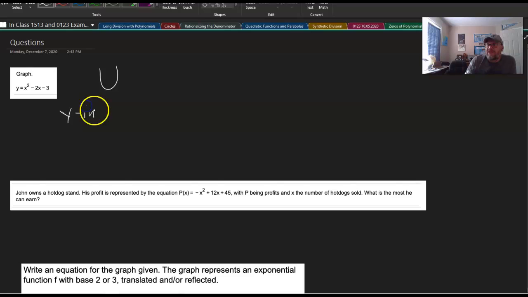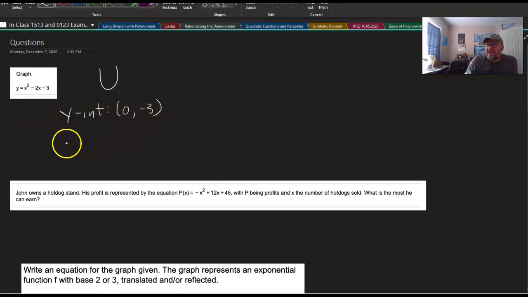Really quickly, you can figure out that the y-intercept is going to be the point (0, -3). And that's because if I substitute 0 in for x right here on both of these, those two terms are going to go away, and I'll be left with the -3. So I can get that right there.